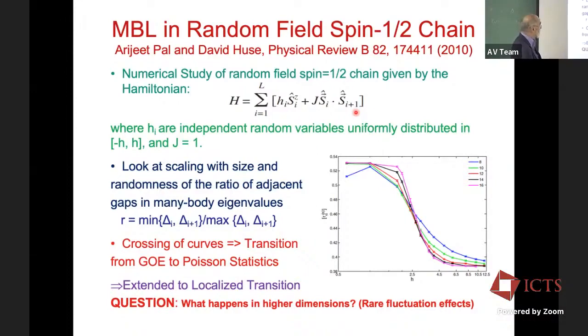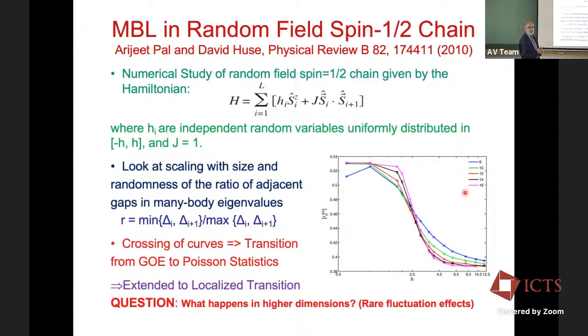And then they did it for different sizes of spin chains. And here are the sizes that are shown here, going from 8 to 16 spins. And they find that these curves all transition from the Gaussian orthogonal ensemble value to the Poisson value. And they seem to cross at an H value somewhere around 3.5 or so. They don't do a perfect job, but that was the best that they could do. And therefore, they interpreted that as a transition from an extended regime to a localized regime. And this is the case of 1 dimension.